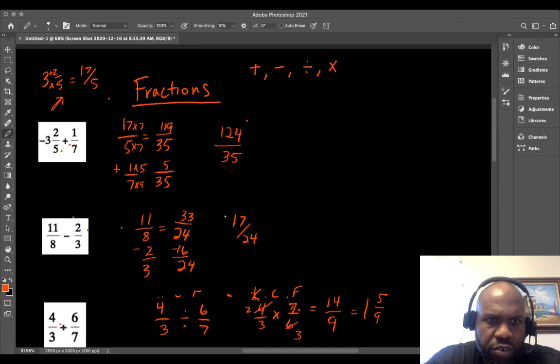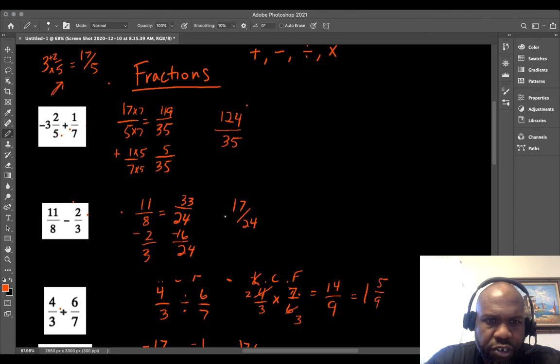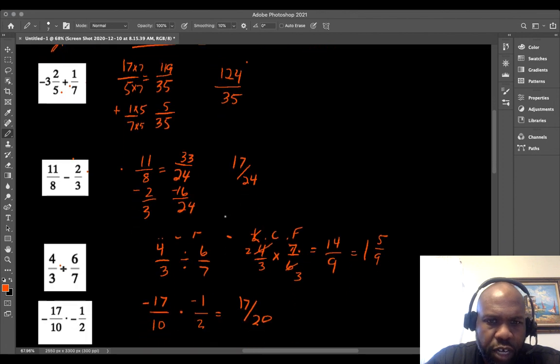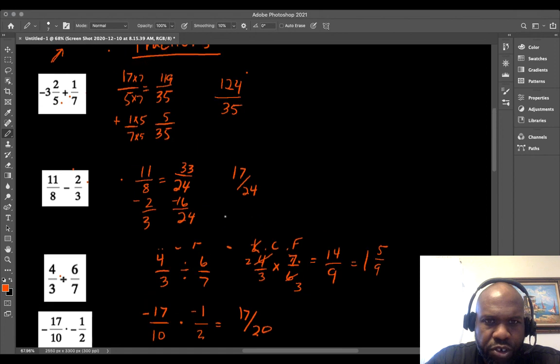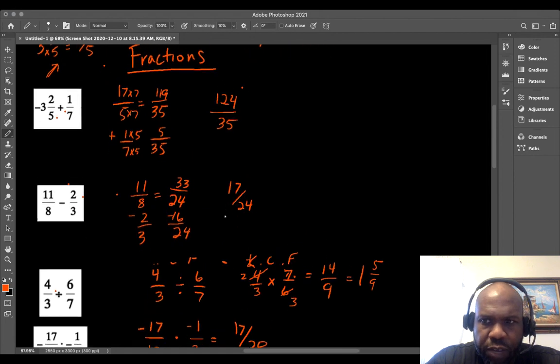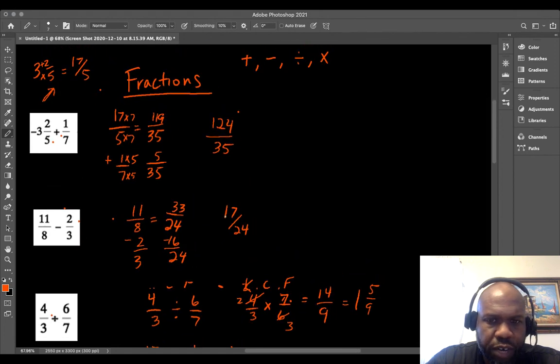So again, this is how you do fractions: addition, subtraction, multiplication, and division. Hopefully you can get that information, and like I said, you can start to practice, and we can be good at it as we go along.